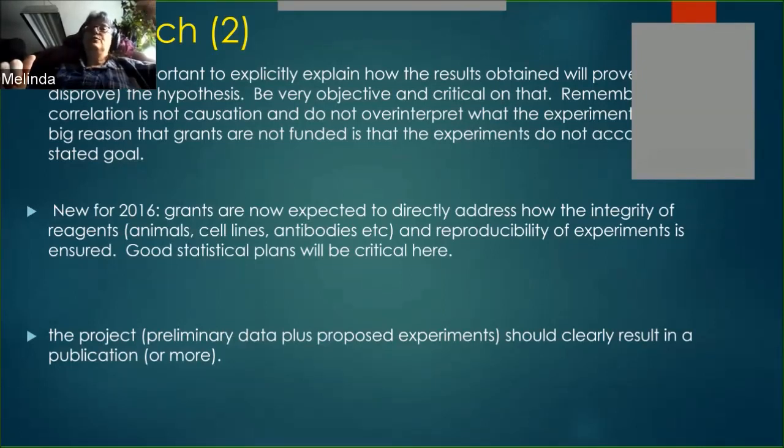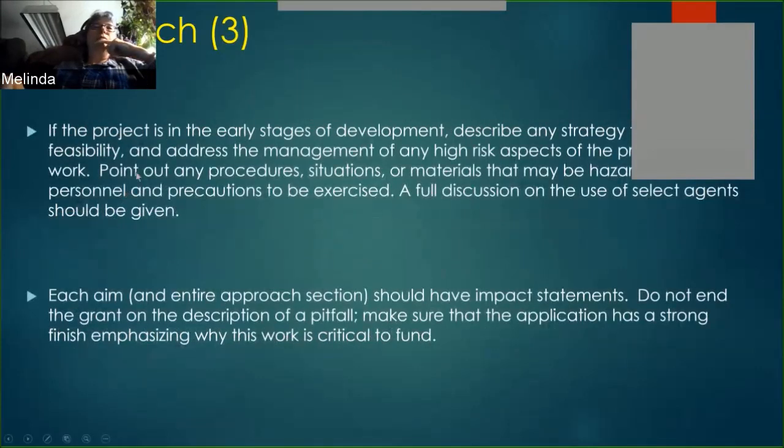So for anybody who's listening to this as a recording, for instance, if you're using a cell line, you have to explain how you're going to prove that it is a particular cell line and not contamination from another cell line, which is a very common problem. Okay, so if the project is in the early stages of development, you want to describe strategies for determining feasibility. How are you managing high risk aspects of the work?